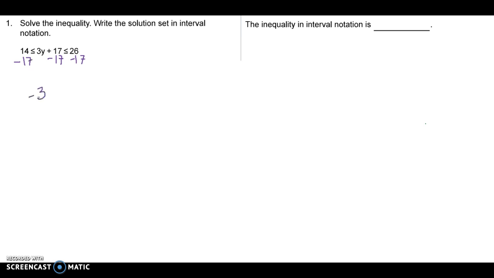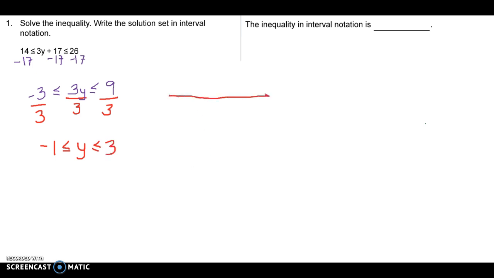That's going to give us negative 3 is less than or equal to 3y, less than or equal to 26 minus 17, which would be 9. And then from here, we're going to divide everybody by positive 3. We don't have to change the symbols because we're dividing by a positive. So that'd be negative 1 is less than or equal to y, less than or equal to positive 3.